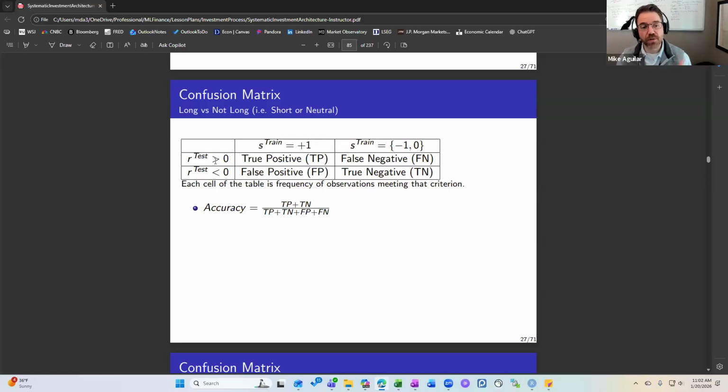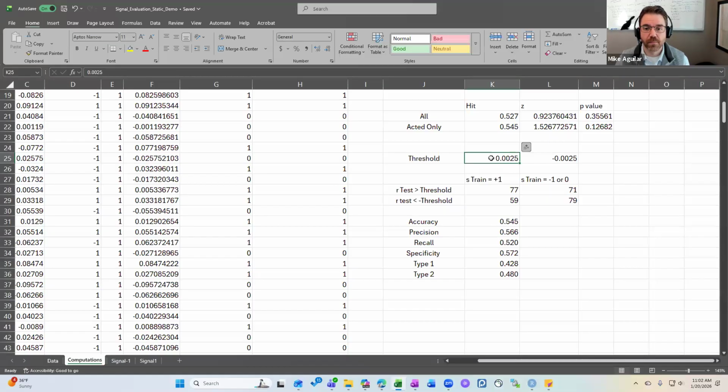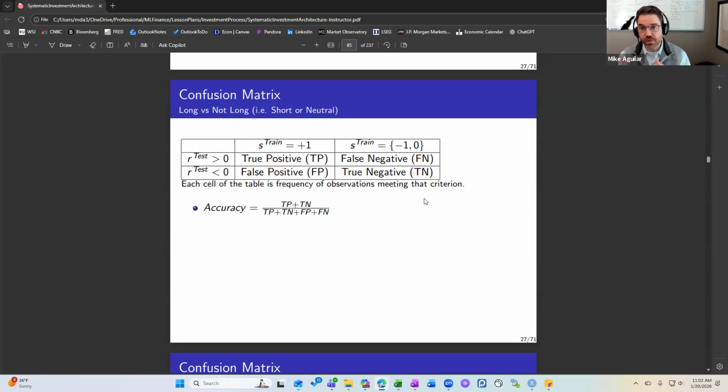The test period return was positive or negative, or it could be thresholded. So return of the test period greater than 0.0025. I just picked that randomly. Okay, so the slide has it for 0, but it could be for any threshold. And then what I want to do is count. I want to count how many times I went long when it actually worked, true positive. I want to count how many times over here I went either short or neutral, and it was negative, or true negative. Okay, so those are good.